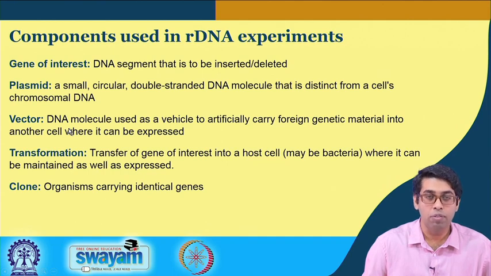So, what we will do is we will take our gene of interest and insert it into a plasmid and then insert that circular plasmid into a bacteria. So, in that case we will refer to the plasmid as a vector, because it carries our gene into the organism of our interest. Transformation is the process by which this plasmid or the vector is inserted into the host cell.